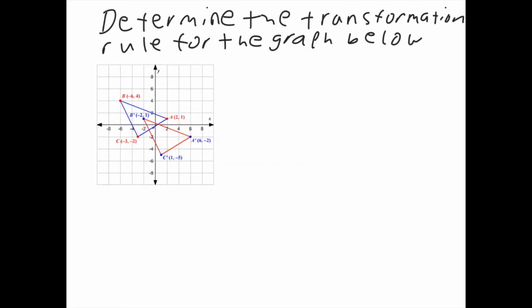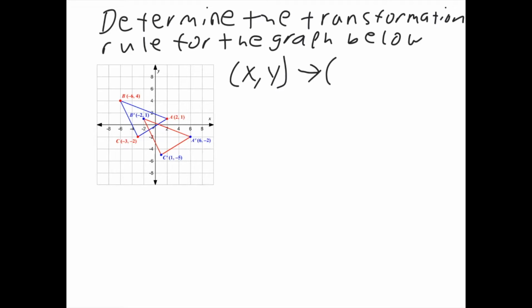So for the next example, they want you to look at the translation that's happening. They show you a triangle ABC, and then a triangle A prime, B prime, and C prime, and they want you to figure out what the rule is. So remember, the rule is shown as (x, y) and then with an arrow, and you have to say what the rule is.